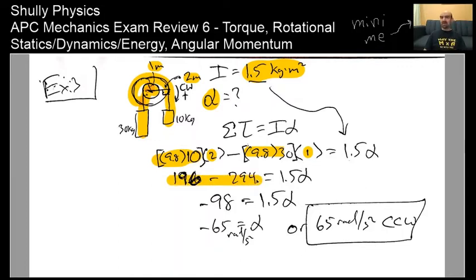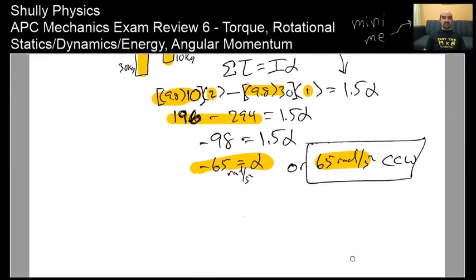Oh, I picked the wrong direction of the positive angular acceleration, but that's okay. We're going to get a negative, which just means it's the other way. So if I'm saying positive is clockwise, that means a negative is going to be counterclockwise. So when you work it out, you get 65 radians per second squared counterclockwise. And that's because we had a negative 65 clockwise. All right.